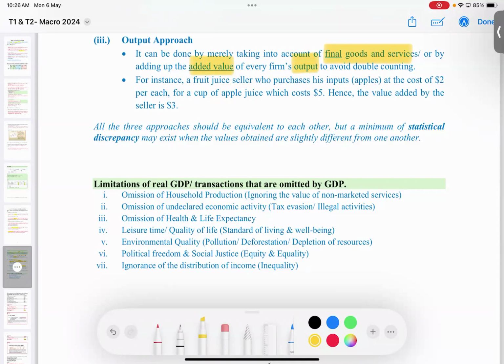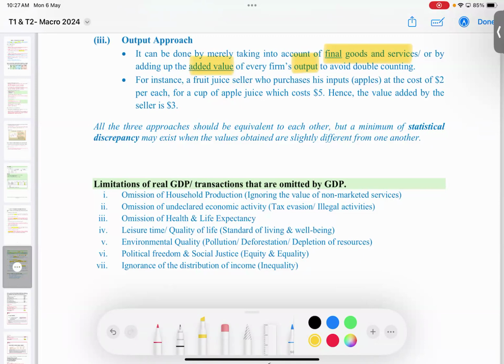Same thing with the second one, GDP omits undeclared economic activity. For example, people may be engaging in illegal activities, or evading taxes, doing illegal stuff. They are not being recorded under GDP. So these are the points that you can use to explain the limitations. But make sure you can roughly explain a bit. I put some keywords over there for you already so that you are able to explain if it comes out in your midterms.